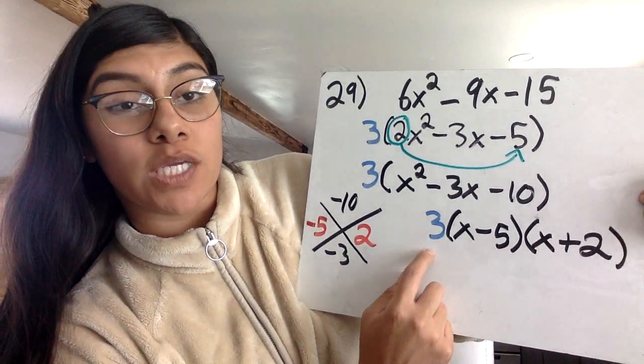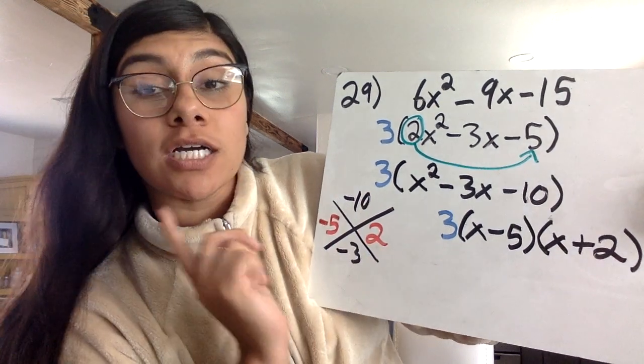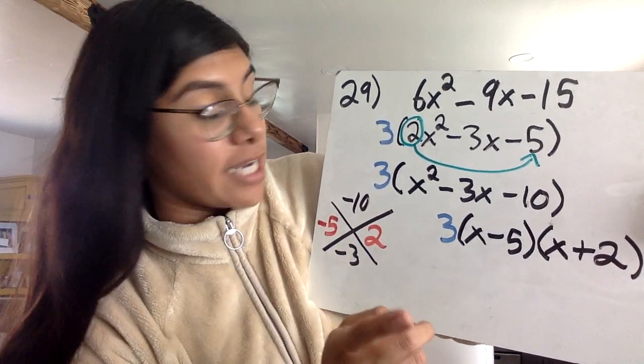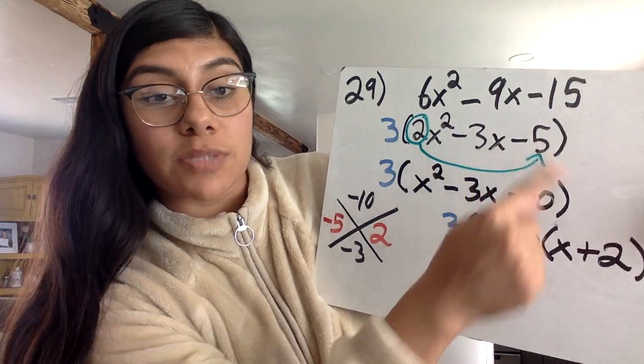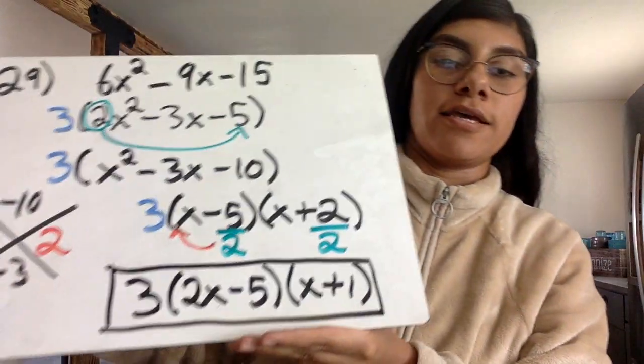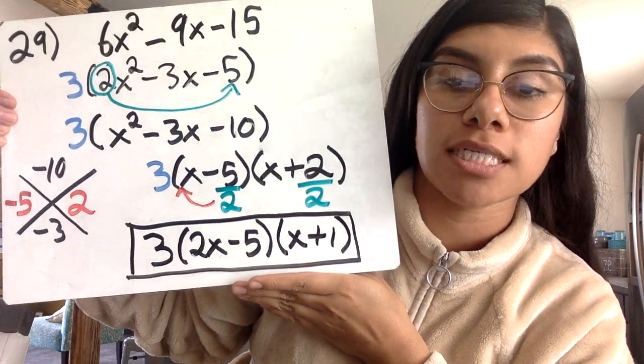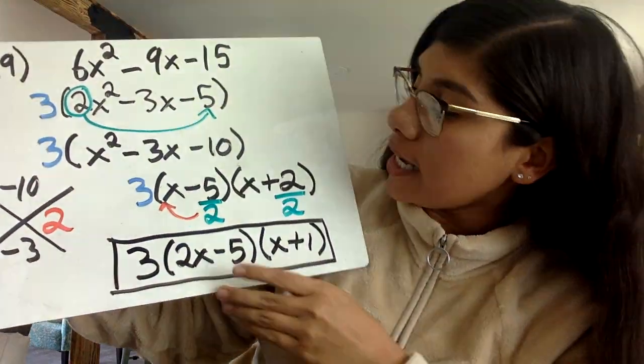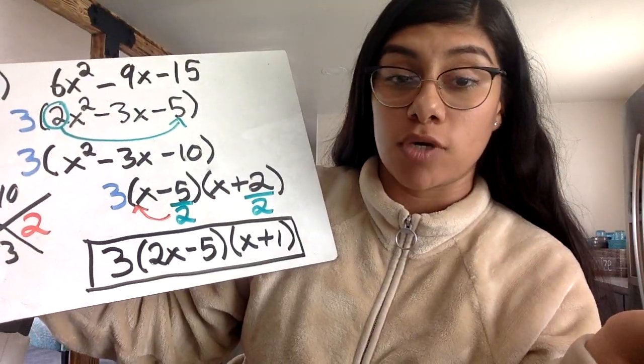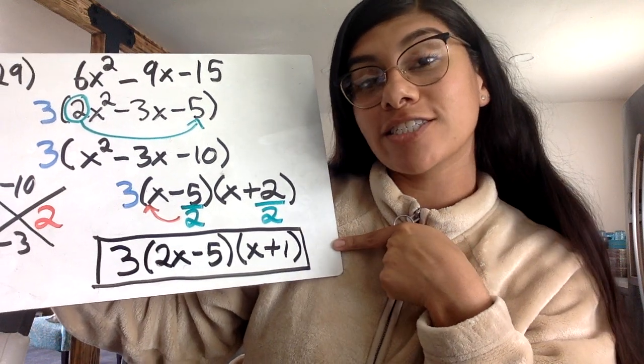Notice, leave the 3 on the outside that you factored. We're not done. Now we have to divide by the number that I multiplied by. And there it is. I divided by 2 because that's the number I multiplied by in the beginning. And then reduce if you can. If you cannot, move it to the front. And there's your answer. You're done.